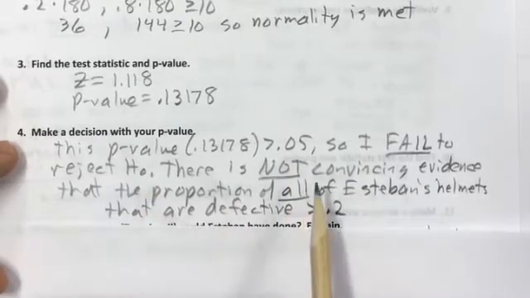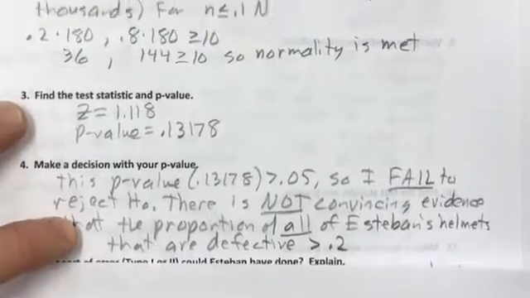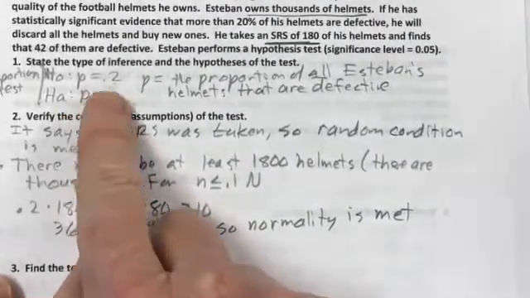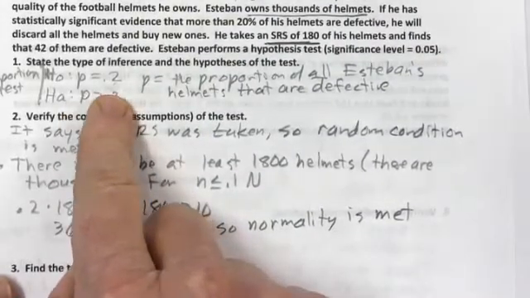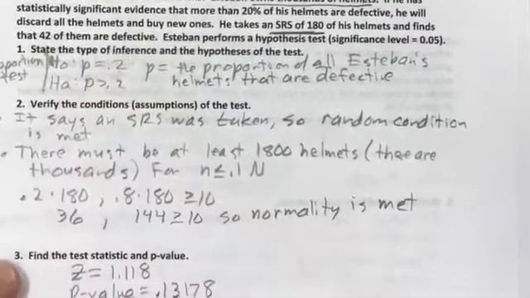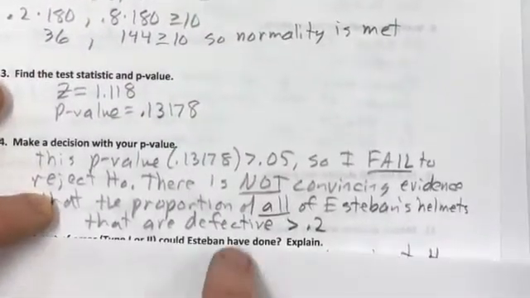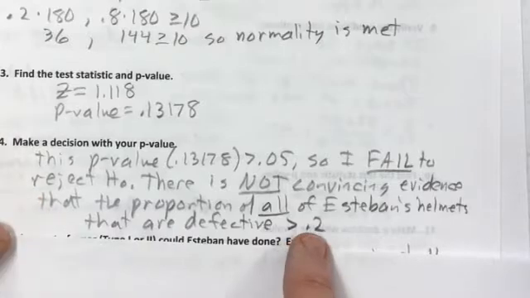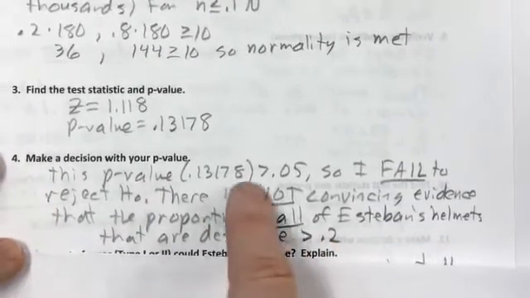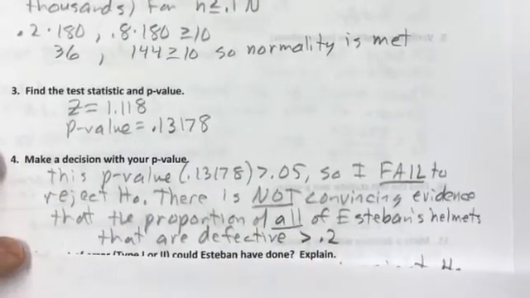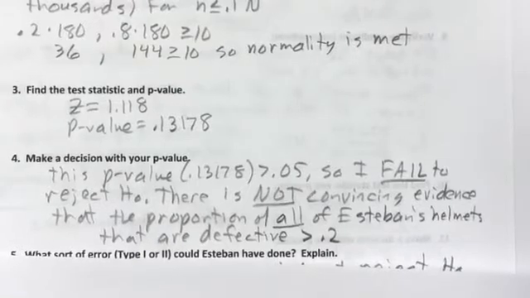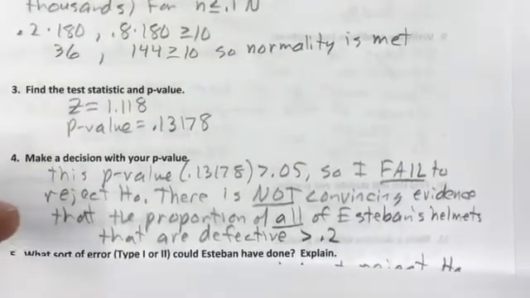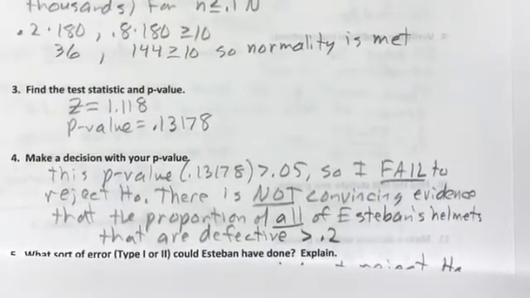There is not convincing evidence that, and then you restate the alternative, that the proportion is greater than 0.2. But you have to say what the proportion is: that the proportion of all Esteban's helmets that are defective is greater than 0.2. So there you go. That's how you do a hypothesis test. That is, in essence, doing the THAME acronym there, and there's your proper conclusion with your p-value.